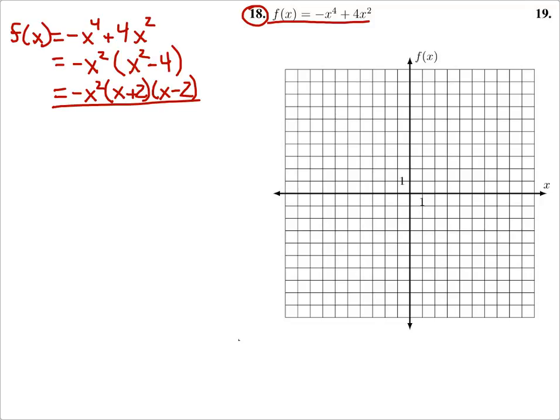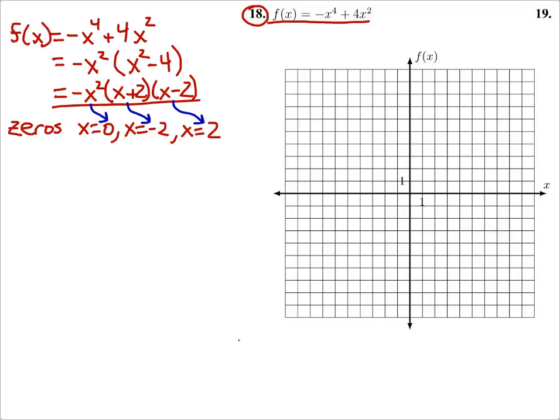Once the polynomial is factored, we're ready to write zeros. We have a 0 at x equals 0, and that comes from the x squared sitting in front. We have a 0 at x equals negative 2. That comes from the x plus 2. And we have a 0 at x equals 2. That comes from the factor of x minus 2.